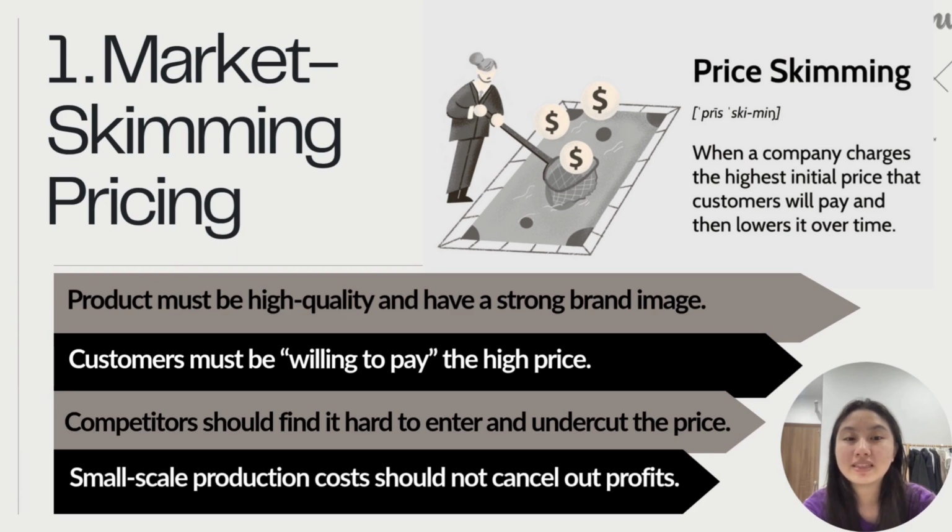This means a company sets a very high initial price when the product is first launched and later lowers it over time. To do this strategy, the product must be high quality and have a strong brand image. Customers also need to be willing to pay more at the beginning, and it works best when competitors can't easily copy and undercut the product. For example, Apple often uses this strategy when a new iPhone is released. It's sold at a very high price and later the price drops when newer models come out.